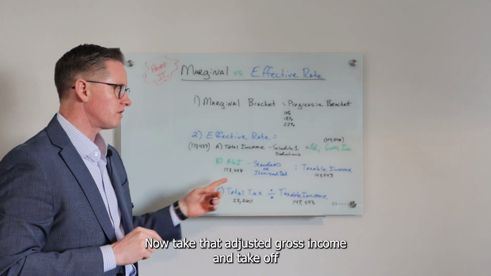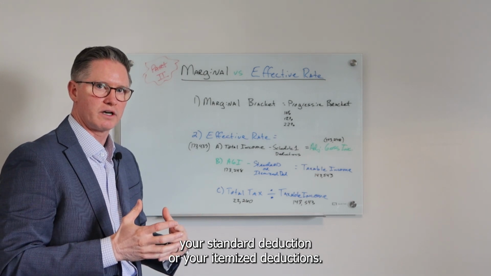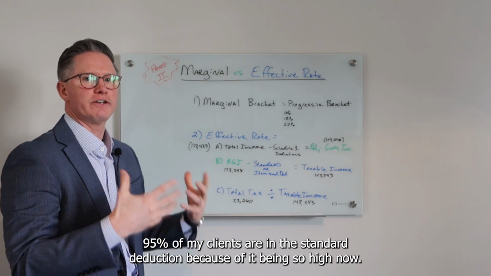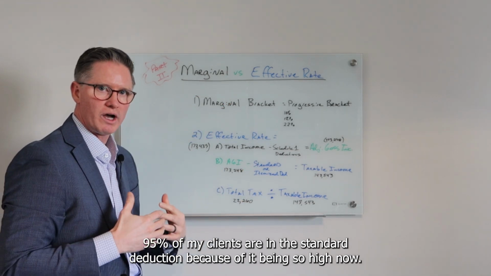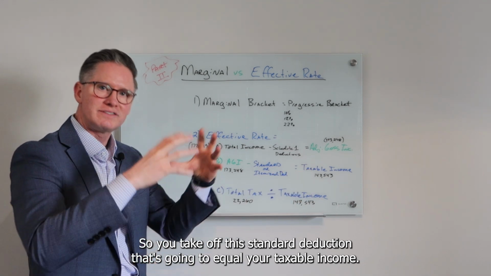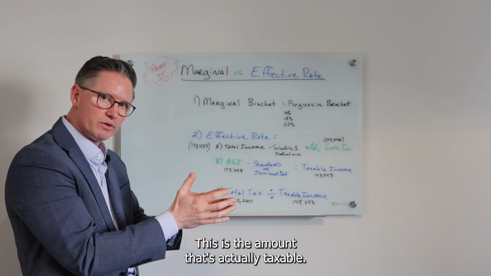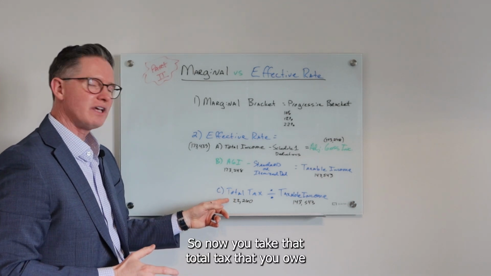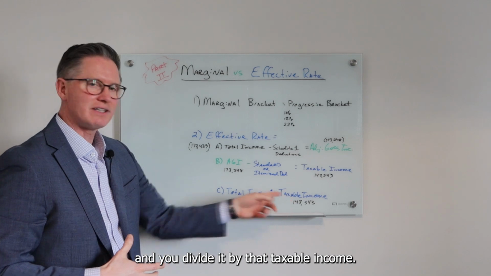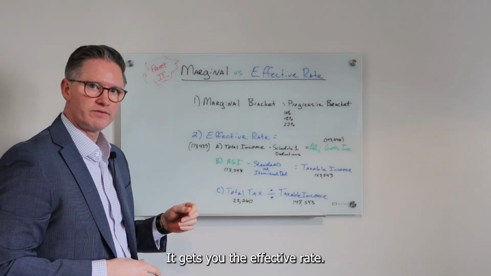Now take that adjusted gross income and take off your standard deduction or your itemized deductions. 95% of my clients are in the standard deduction because of it being so high now. So you take off the standard deduction, that's going to equal your taxable income. This is the amount that's actually taxable. So now you take that total tax that you owe and you divide it by that taxable income. And guess what it does? It gets you the effective rate.